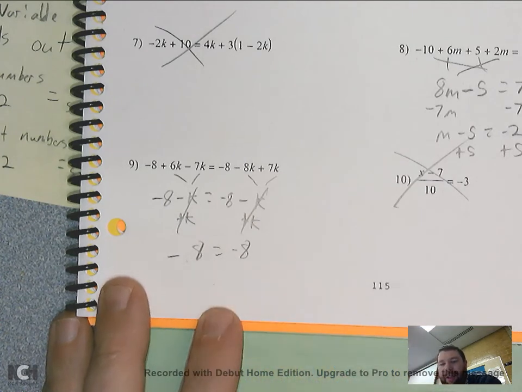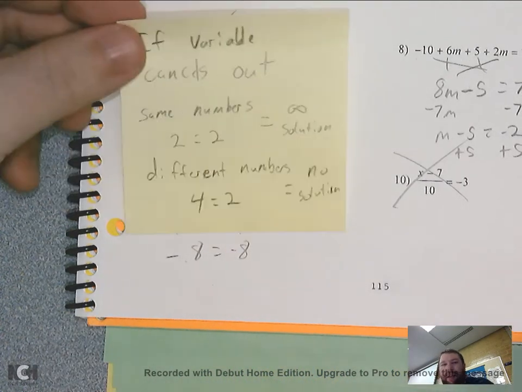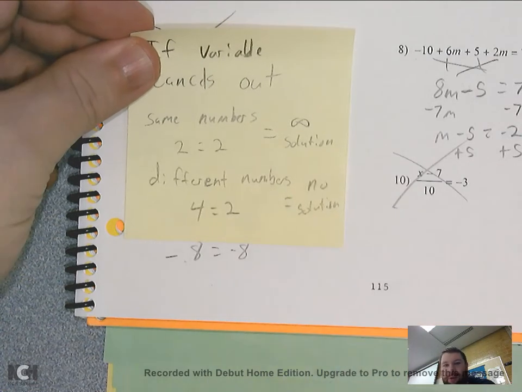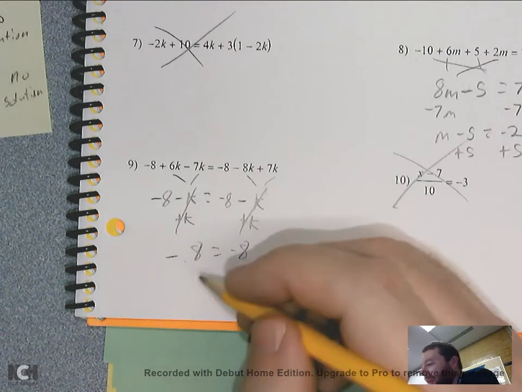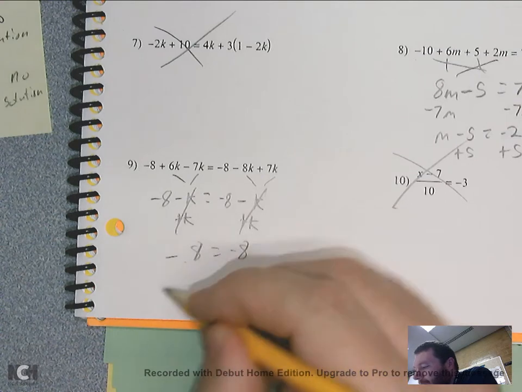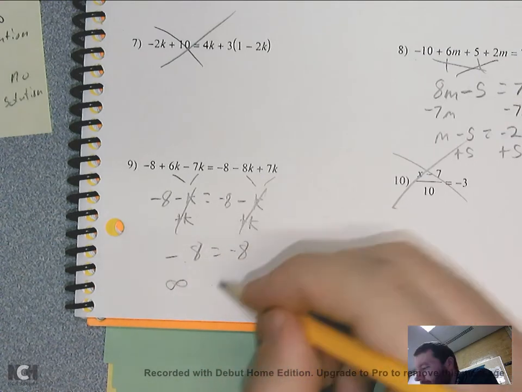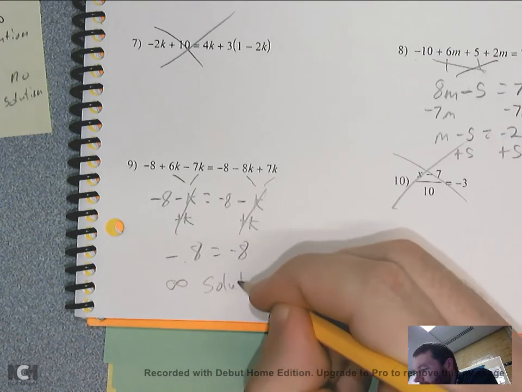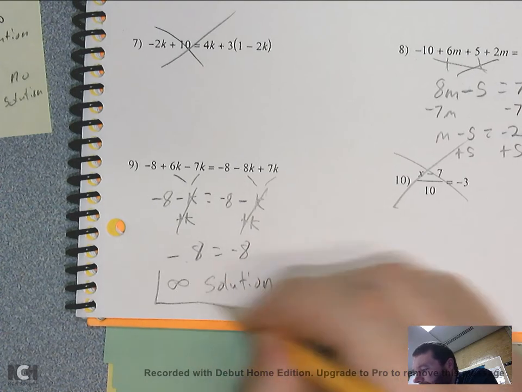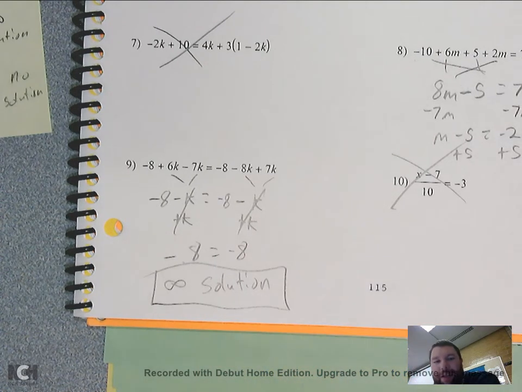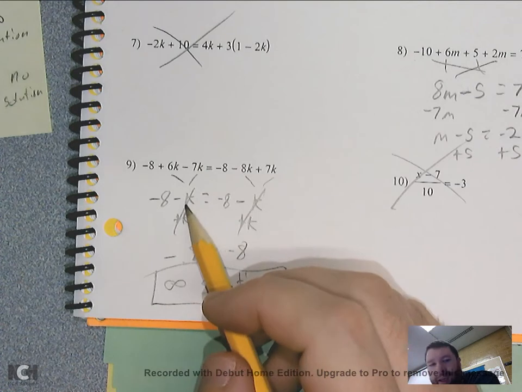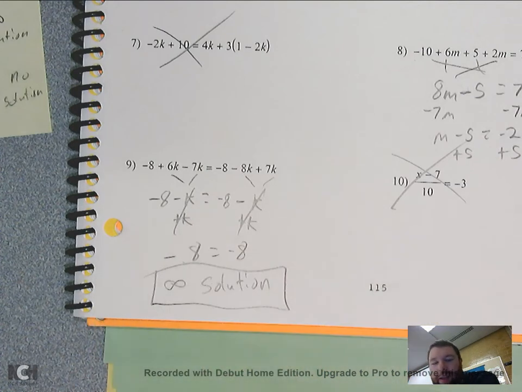That's the same number on each side. That tells me that it is an infinite solution or all real numbers, however you want to write that. You can write the word infinite, you can do the sideways 8, you can write all real, whatever you want to write there. It's all the same thing. It basically means no matter what you plug into the k, you're always going to get the correct answer. It's always a true statement.